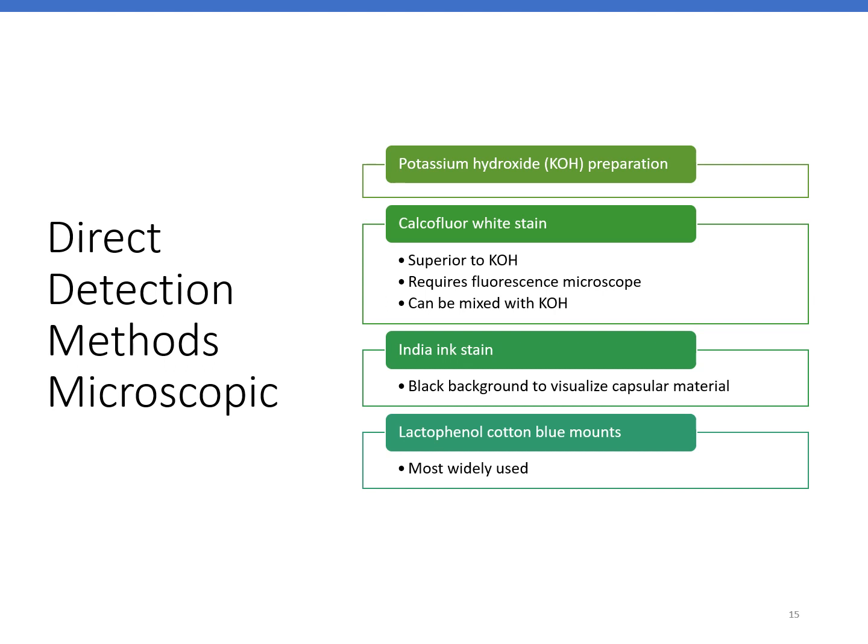Some of the direct detection methods within microscopy are potassium hydroxide, or what we refer to as KOH, the calcofluor white stain, the India ink stain, and the lactophenol cotton blue. So depending on what you're looking for, and depending on what the lab's choice is, would depend on when you would use these particular reagents for microscopic viewing.